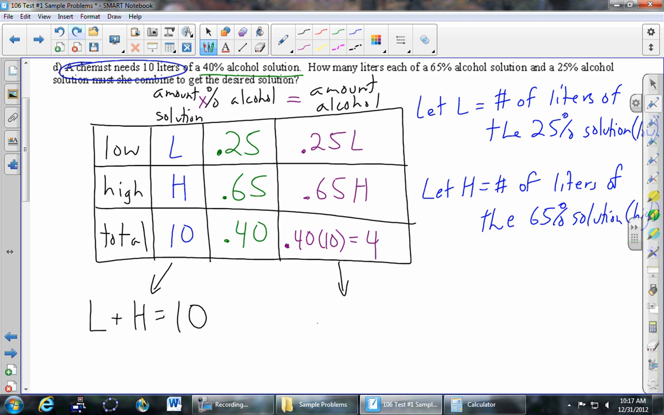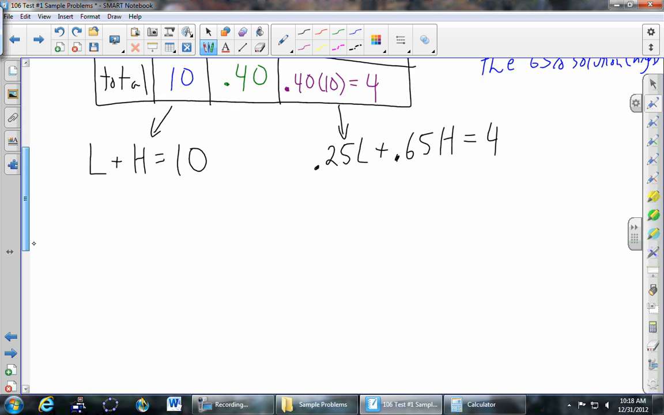The amount of alcohol I had from the low stuff was 0.25L. That's how many liters of alcohol we had coming from the low concentration. I additionally had some alcohol coming from the high concentration. 0.65H is the number of liters of alcohol coming from the high. But I know how many liters I wanted total. I wanted 4 liters of alcohol total to make up my 40% solution. So finally here in black, we've got our 2 equations, and now it's pure algebra.